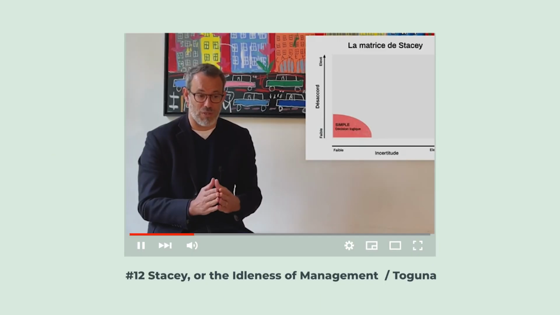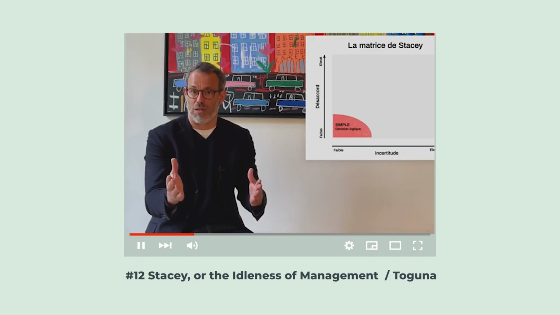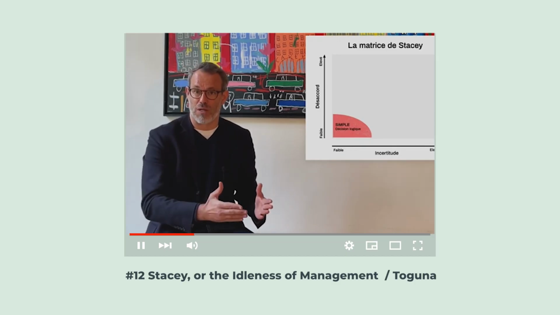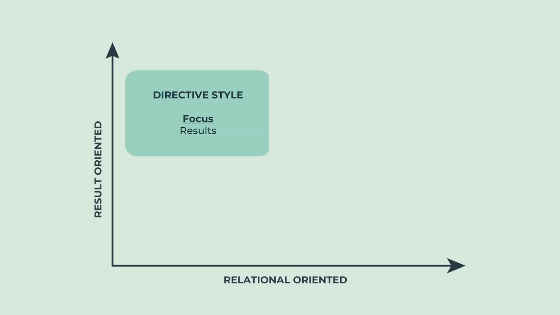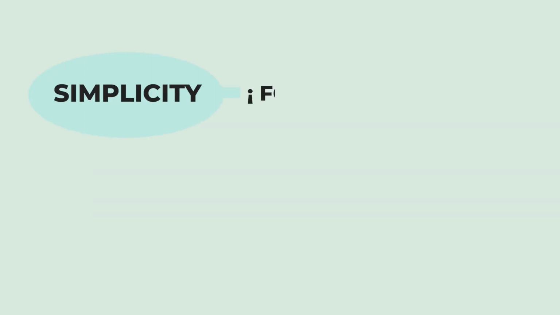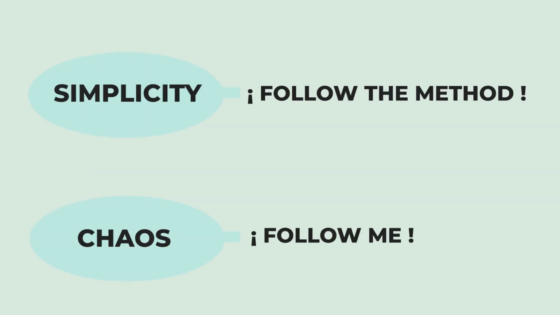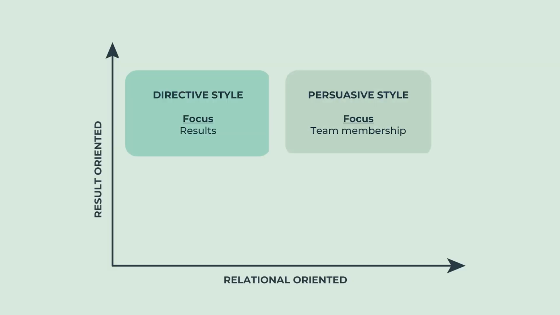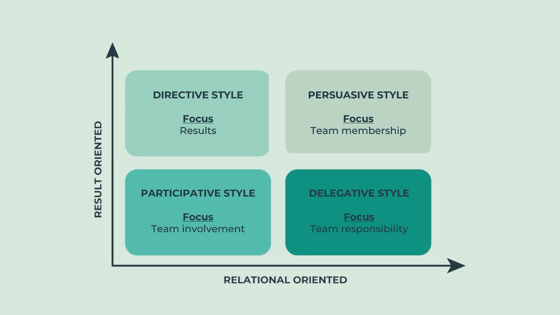It's this way. In fact, I suggest that you take a look at the excellent Toguna capsule, which sets out the two areas in which management must be directive. Simplicity: follow the method. Chaos: follow me. Apart from that, we need to use other management methods: persuasive management, delegative management, participative management.